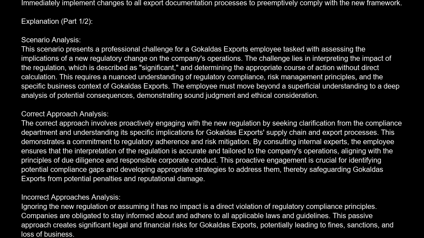Ignoring the new regulation or assuming it has no impact is a direct violation of regulatory compliance principles. Companies are obligated to stay informed about and adhere to all applicable laws and guidelines. This passive approach creates significant legal and financial risks for Gokaldas Exports, potentially leading to fines, sanctions, and loss of business. Relying solely on external, unverified information without internal validation is also professionally unsound.